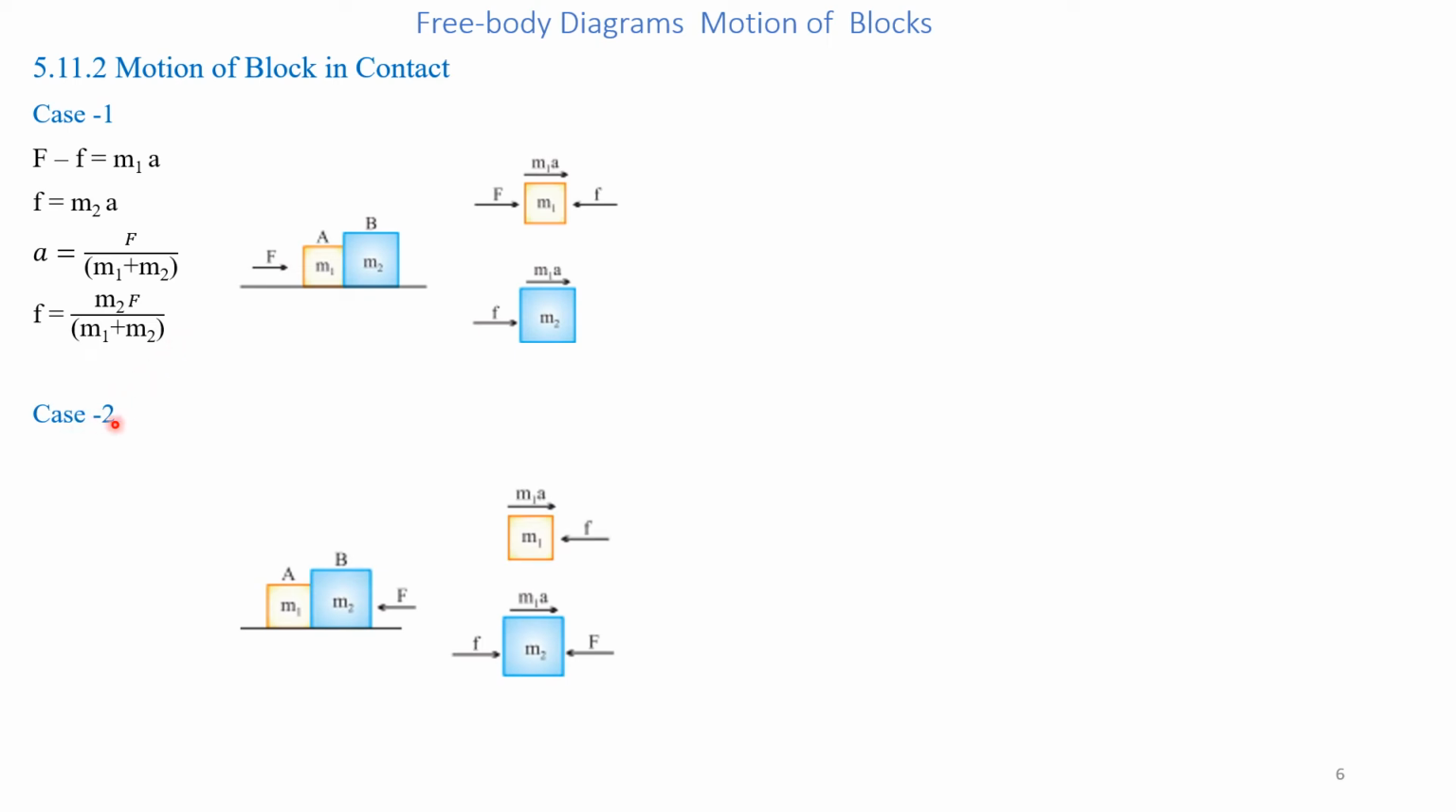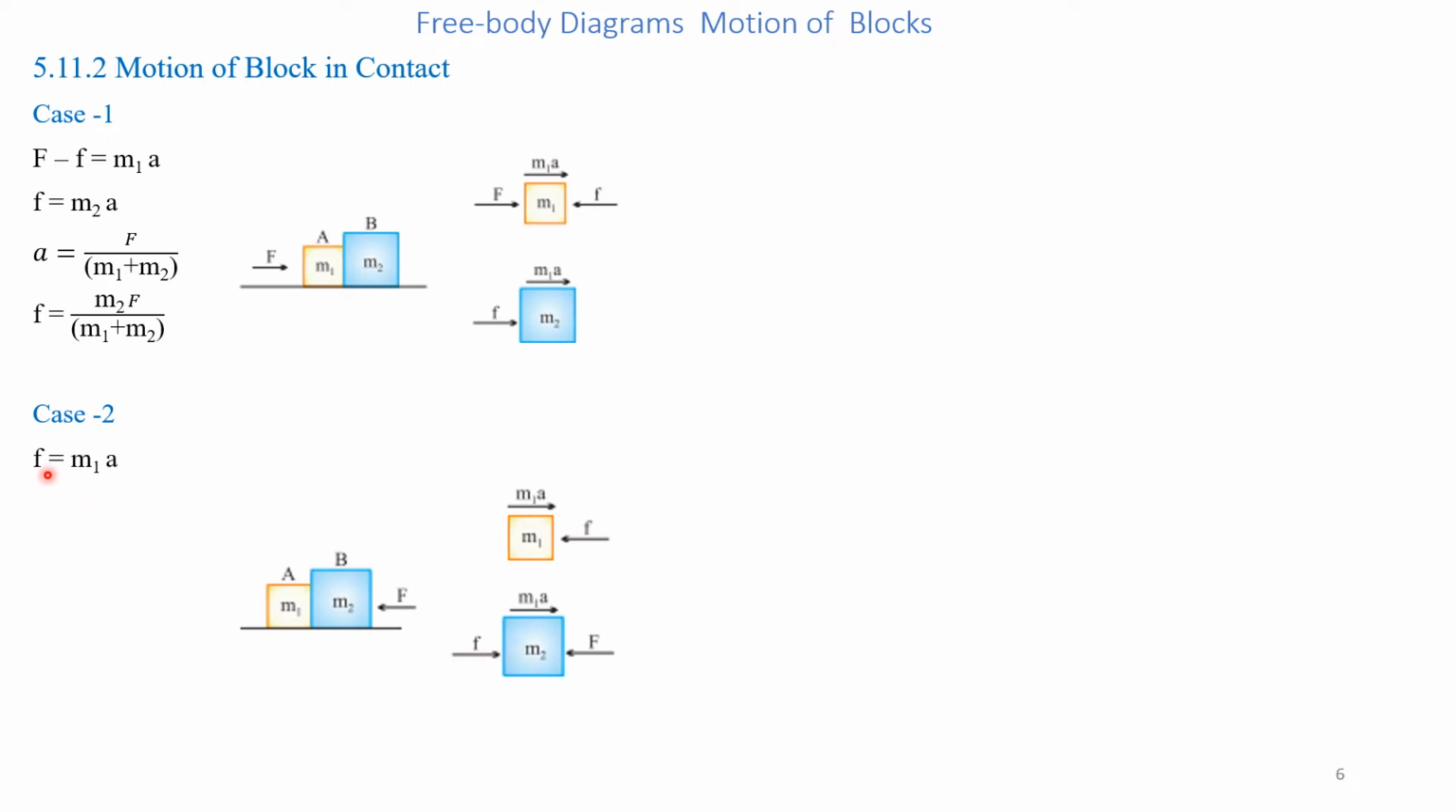Now we'll take up case number 2 and see the diagram here. This diagram is the same as the previous one, but here the direction of force is opposite, that is from right to left, capital F. Please see the diagram. The free body diagram of A and B is drawn as earlier, but in this case F is acting on B, from right to left, and friction is in the opposite direction, small f.